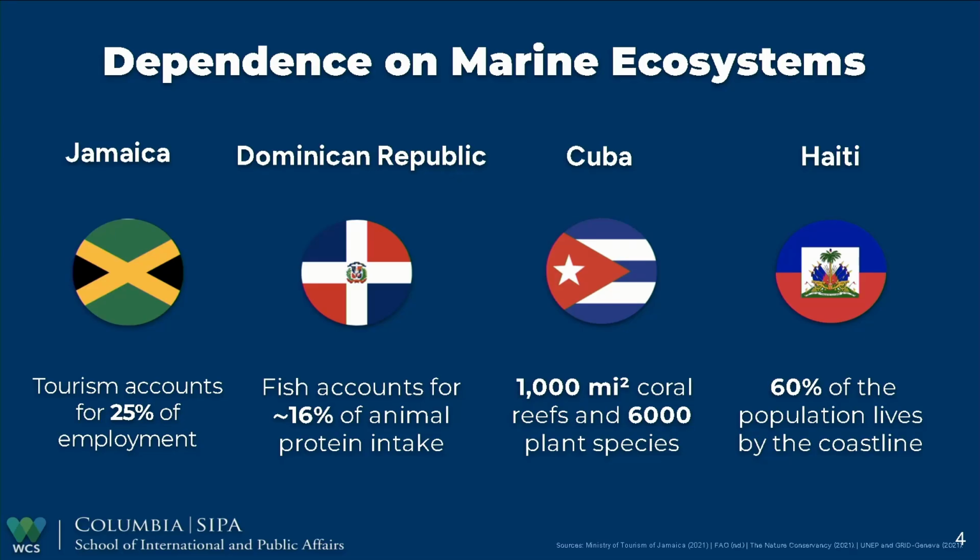A defining feature of this region is the heavy reliance on marine ecosystems. For instance, in Jamaica, tourism accounts for 25% of the employment. In the Dominican Republic, fish accounts for 16% of the animal protein intake. Cuba has one of the largest coral reefs, which also supports the local economy. And in Haiti, 60% of the population lives by the coastline.